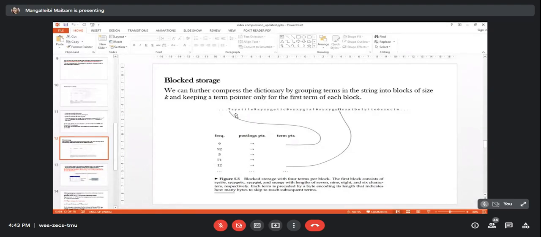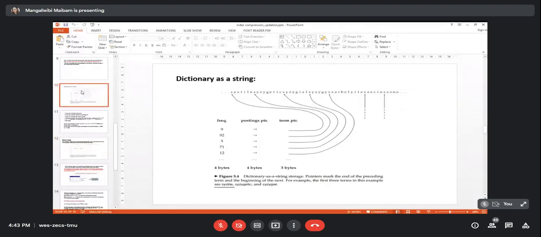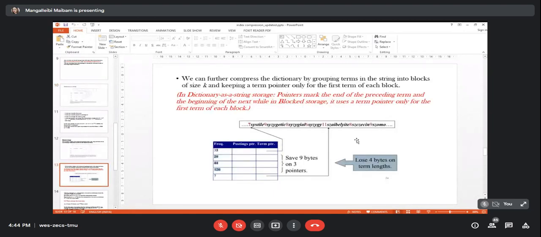So in this block, the first term is systyle. Systyle is the first term, so we are giving the pointer there. And another block starts from here. The first term is this one, which has 11 characters. So we are giving the pointer here. While in dictionary as a string, for every term we are giving the pointer. So automatically the term pointers will be more in dictionary as a string and fewer in block storage. You can see here.